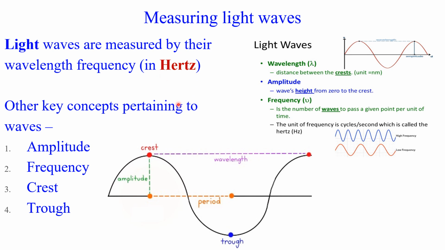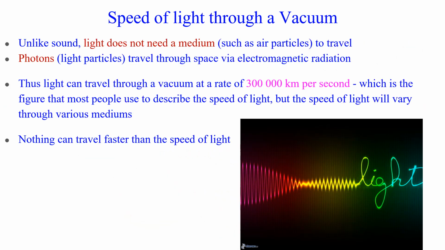Also, something to be mindful of is when we're describing the amplitude of a wave, we're doing that in a vertical manner from the midpoint, the origin of the wave, up to the crest. Frequency I've already talked about. The crest is at the top of the wave and the trough is at the bottom of the wave.